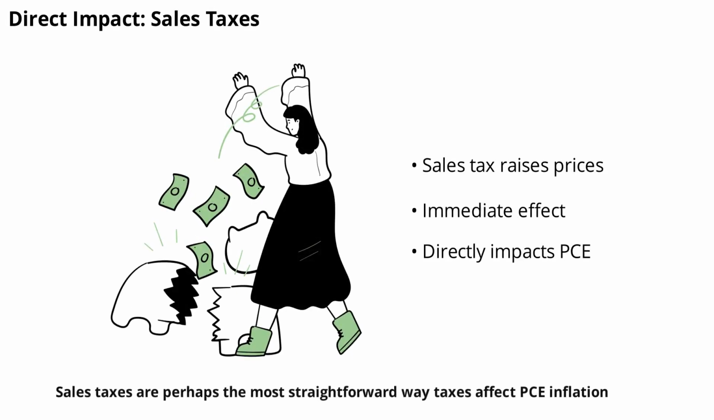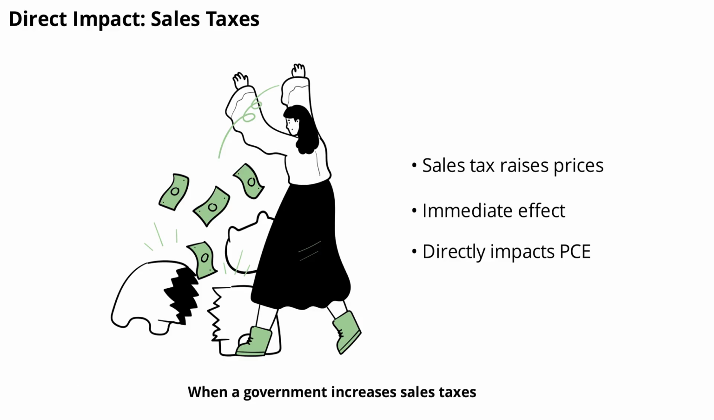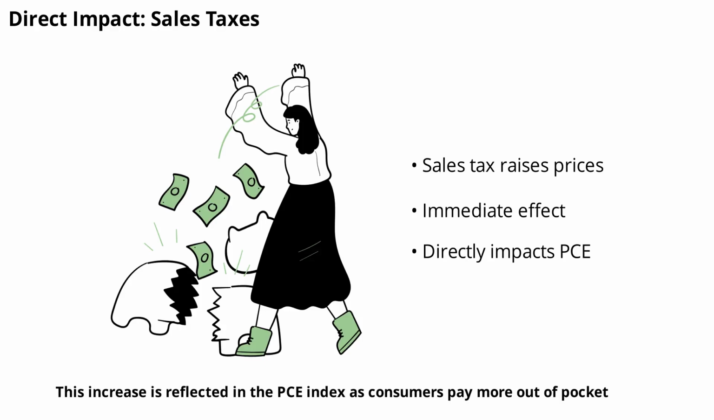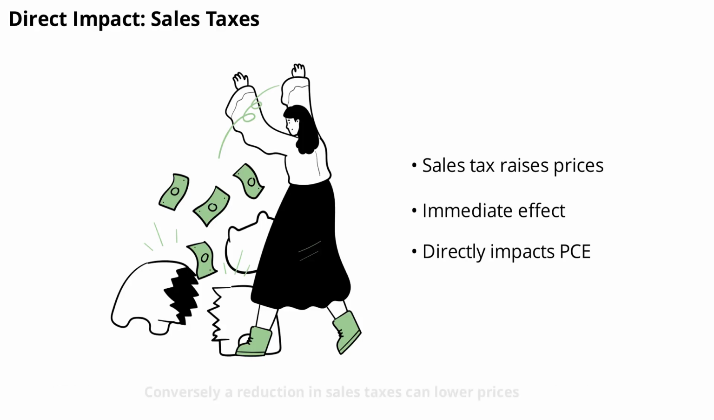Sales taxes are perhaps the most straightforward way taxes affect PCE inflation. When a government increases sales taxes, the prices of taxed goods and services rise immediately. This increase is reflected in the PCE index, as consumers pay more out of pocket. Conversely, a reduction in sales taxes can lower prices, reducing measured inflation. The direct link between sales taxes and consumer prices makes this tax particularly influential in the short term.